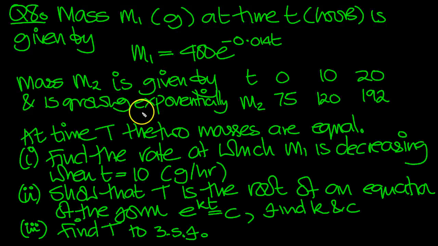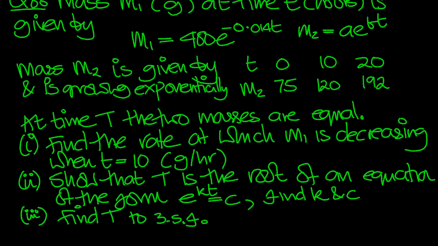So let's have a look at this, and I've tried to summarize the question as best as I can here. We're told that m2 is given by this table and is growing exponentially. So you would think that m2 would equal a e to the bt, where a and b are constants and b is positive, wouldn't you? Because these are increasing. So we could put the values into this to work out a and b for m2, and I'd like to do that at the outset before I even look at the questions.